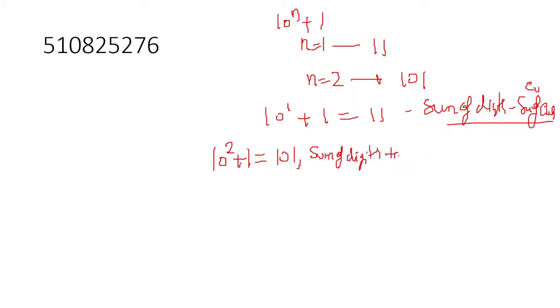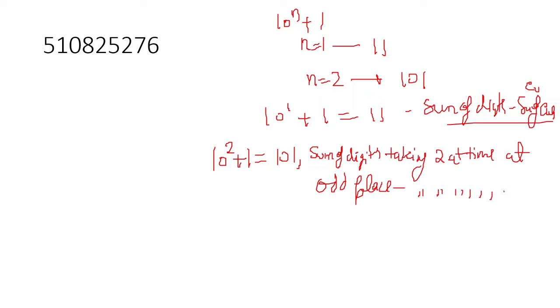taking 2 at a time at odd place, minus the same thing, sum of digits taking 2 at a time at even place. When this result is divisible by 101, then the number is divisible by 101, else the number is not divisible by 101. Now you understand how you can memorize this.